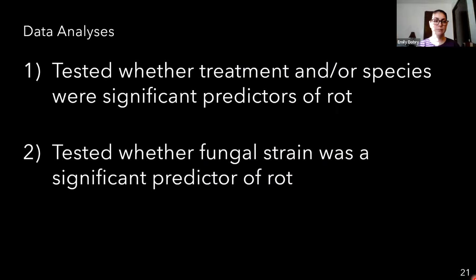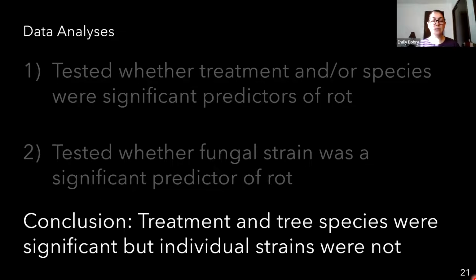So for our data analysis, we wanted to look first at whether treatment or species were significant predictors of rot, but we also wanted to evaluate whether the individual fungal strains were significant predictors of rot. We ultimately found that the individual fungal strains were not, but treatment and species were. So what you will see moving forward in the results is that all of the fungal treatments have been pooled together, simply labeled as Gnomoniopsis castaneae. Likewise, with the controls in the branches, you will see that they have been pooled.